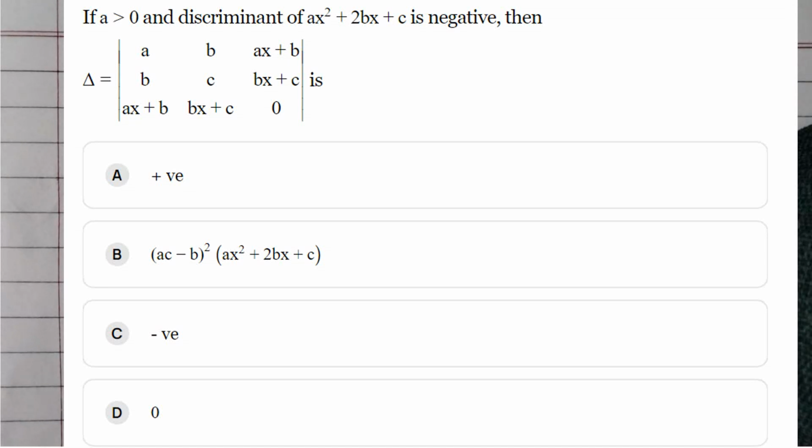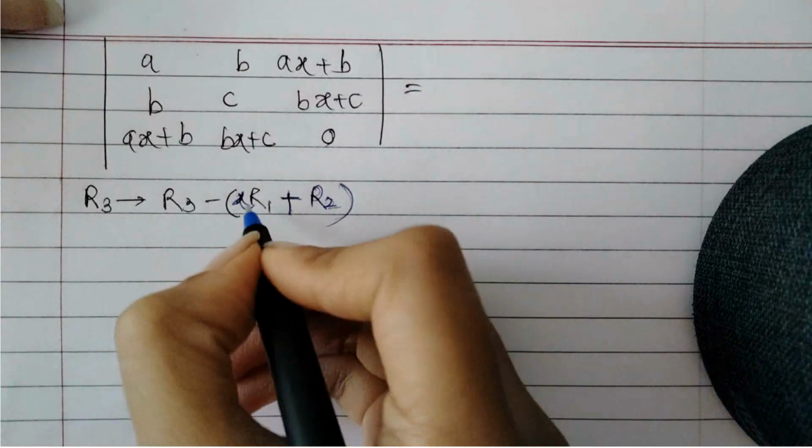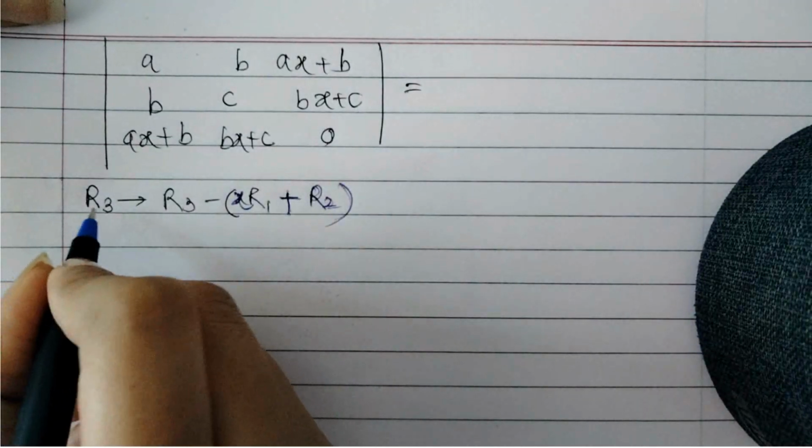The question says, if a is greater than 0 and the discriminant of ax square plus 2bx plus c is negative, then the value of the determinant, which is a, b, ax plus b; b, c, bx plus c; ax plus b, bx plus c and 0, is equal to what? So to start solving the question, first we will apply this operation.